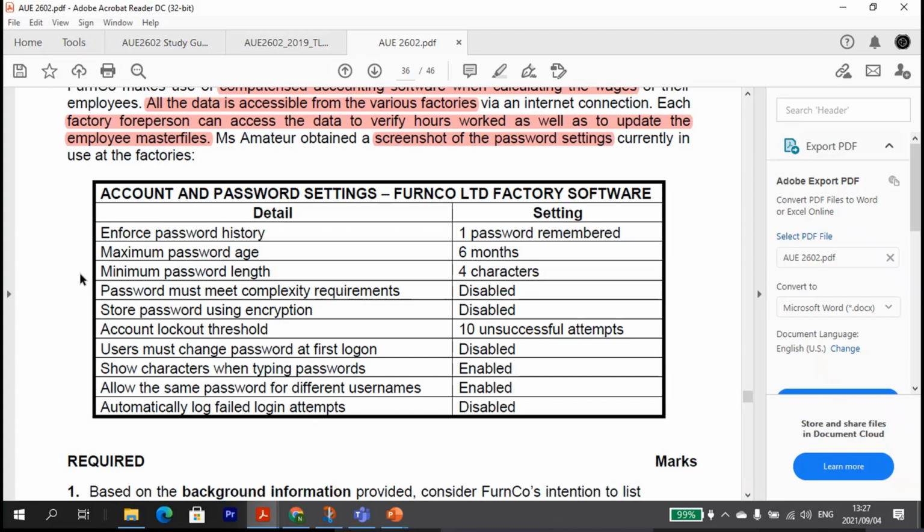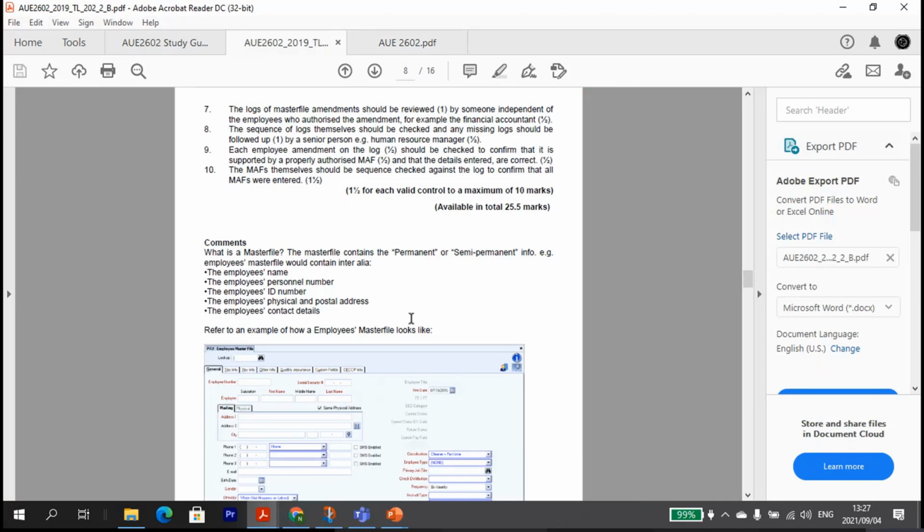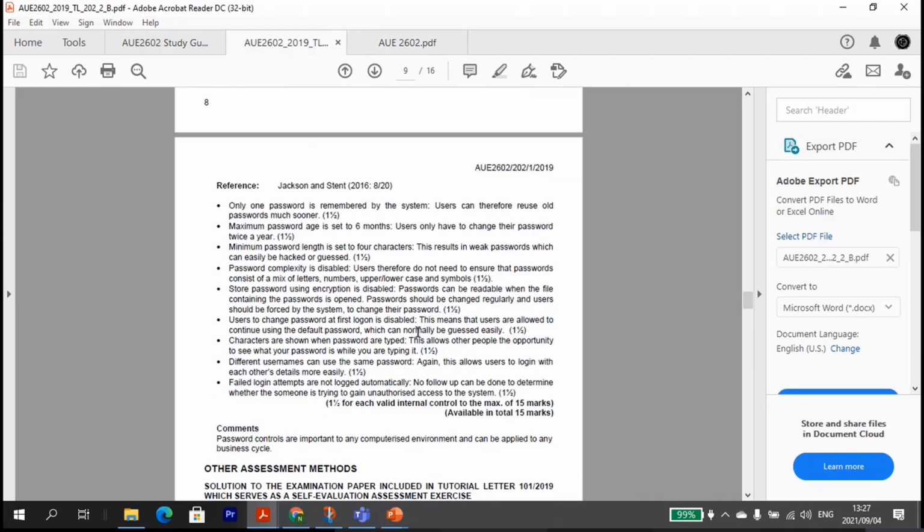And then another last one, guys. Password must meet complexity requirements is disabled. I think it should be enabled because the password must be complex for only yourself to remember and not anyone else. Yes. Okay. So I'm happy with the answers.